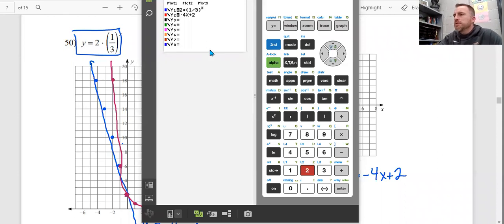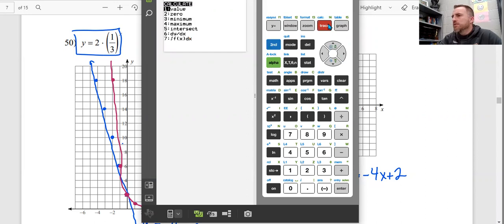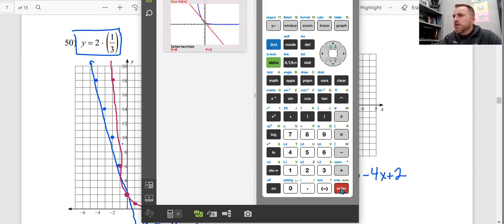I did want to show you these things when they're graphed. So if you hit y equals on your calculator, you can type in both of those functions and hit graph, and it should look a lot like ours. And if you hit second and trace, you can go to number 5, which is intersect, and hit enter 3 times, and it will tell you exactly what we just looked at, that the intersection point is 0, 2.